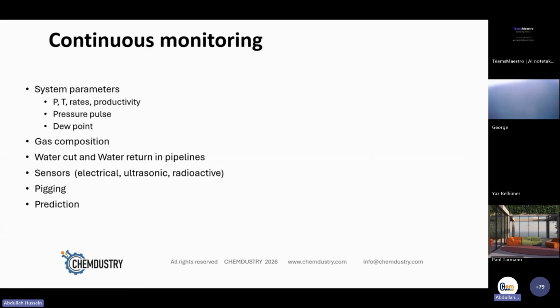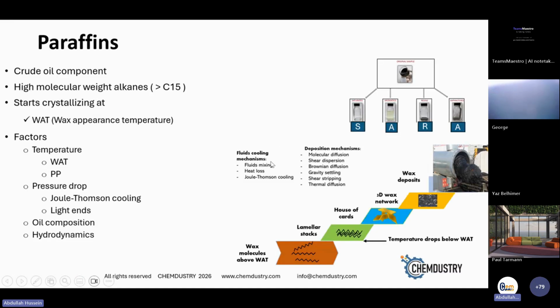How to monitor the hydrate formation in the system. So you watch out the system pressure, temperature, productivity. There's a technique called the pressure pulse. You can use it as well to see if the system is forming hydrate or not. Watch the dew point, watch the gas composition, the water cut. If there is any significant change in the gas composition or the water cut, that means these might be ending up as hydrate somewhere in the system. There's also some sensors, pigging operations, and also run simulations to make sure that your system is not vulnerable to hydrate.